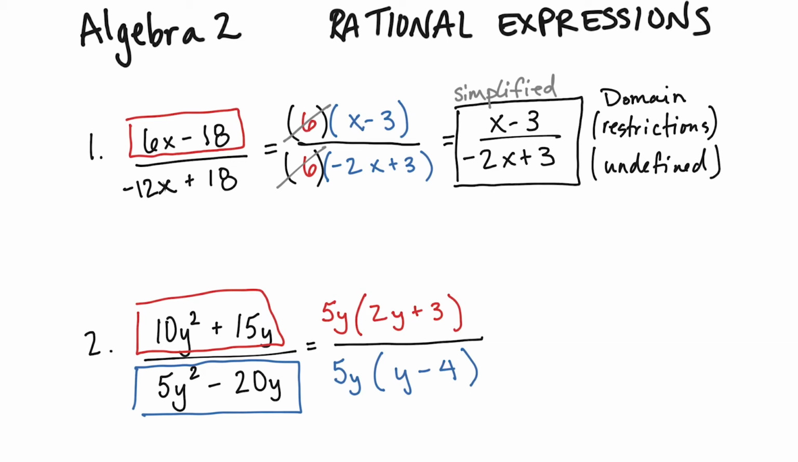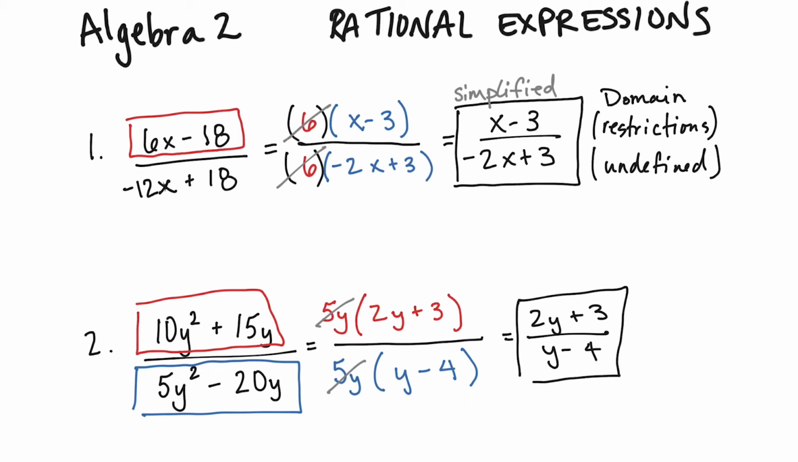What do they have that can cancel out? 5y, right? 5y divided by 5y is 1. So what is left? 2y plus 3 divided by y minus 4. Okay, so now that I can't simplify this anymore, this is the simplified expression right here.